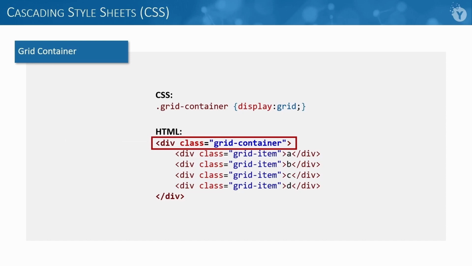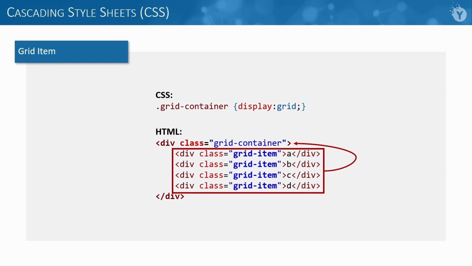Note that we would typically use a div tag as the grid container. However, because the display property applies to almost all HTML elements, you can use other tags too as a grid container. Grid item refers to the child elements that live directly within a grid container. In this code example, the div tags that reside within the parent grid container are all considered grid items.